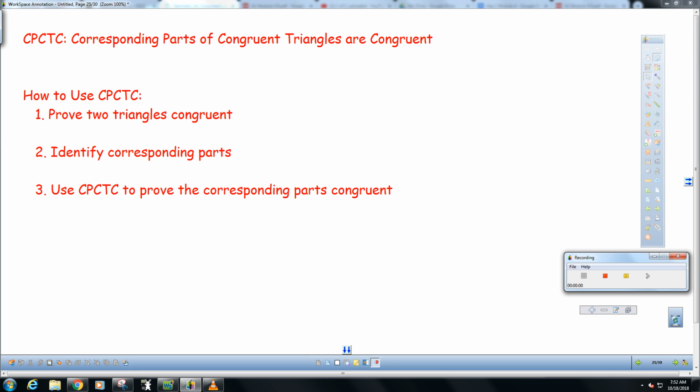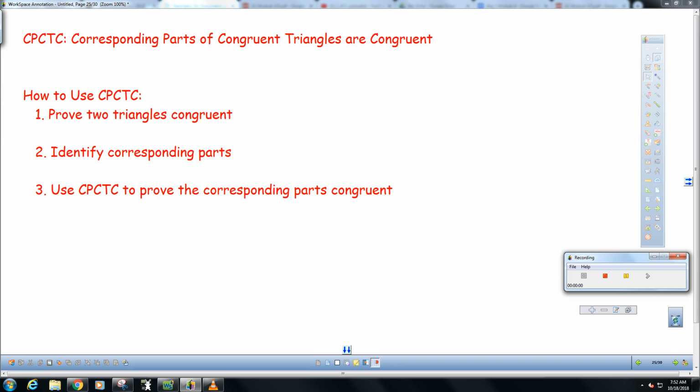Today we're going to practice with CPCTC, which stands for corresponding parts of congruent triangles are congruent. So it's important to remember what that abbreviation stands for, because that's going to tell us how we're allowed to use it. So we have 3 steps when we're using CPCTC.